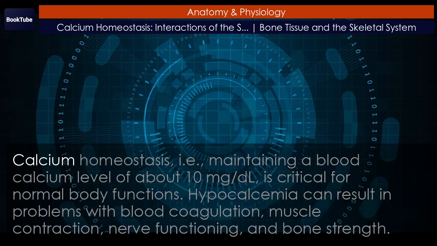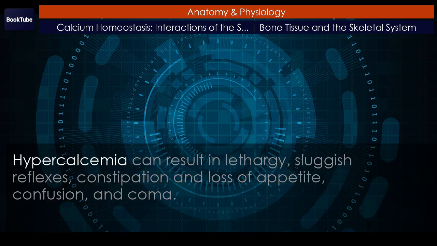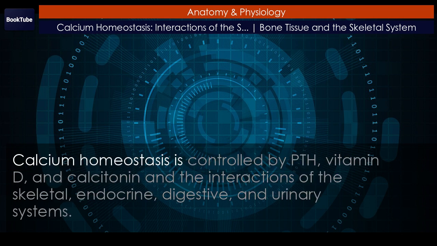Chapter Review. Calcium homeostasis, i.e., maintaining a blood calcium level of about 10 mg per deciliter, is critical for normal body functions. Hypocalcemia can result in problems with blood coagulation, muscle contraction, nerve functioning, and bone strength. Hypercalcemia can result in lethargy, sluggish reflexes, constipation and loss of appetite, confusion, and coma. Calcium homeostasis is controlled by PTH, vitamin D, and calcitonin and the interactions of the skeletal, endocrine, digestive, and urinary systems.